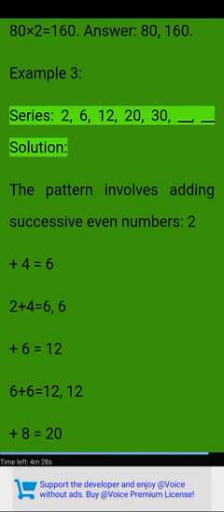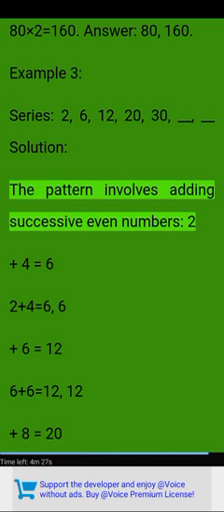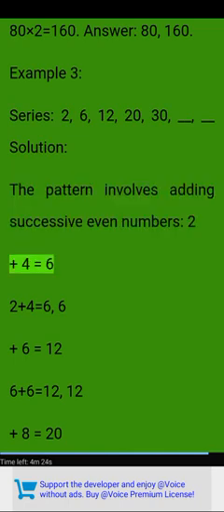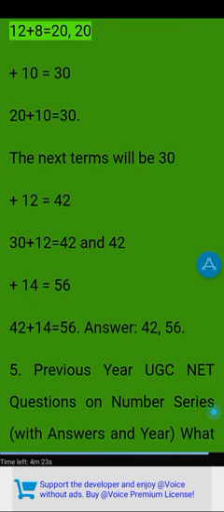Example 3. Series: 2, 6, 12, 20, 30. Solution: the pattern involves adding successive even numbers. 2 plus 4 equals 6, 6 plus 6 equals 12, 12 plus 8 equals 20, 20 plus 10 equals 30. The next terms will be 30 plus 12 equals 42, and 42 plus 14 equals 56. Answer: 42, 56.